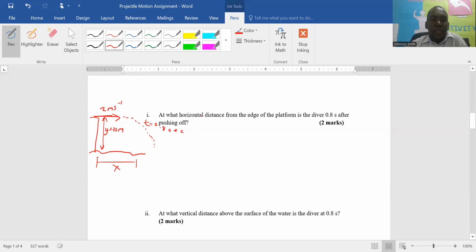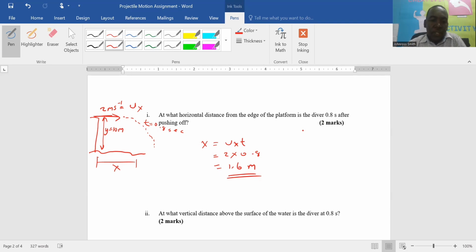So how far? Now what we know is that this 2, because he went off horizontally, is just in the x plane. So that means that it is ux. So therefore x is equal to ux times t. Right? The ux is the initial velocity that he dove off with horizontally, and the t would be the 0.8. So we get 1.6 meters to be the distance that he would have traveled horizontally after 0.8 seconds.